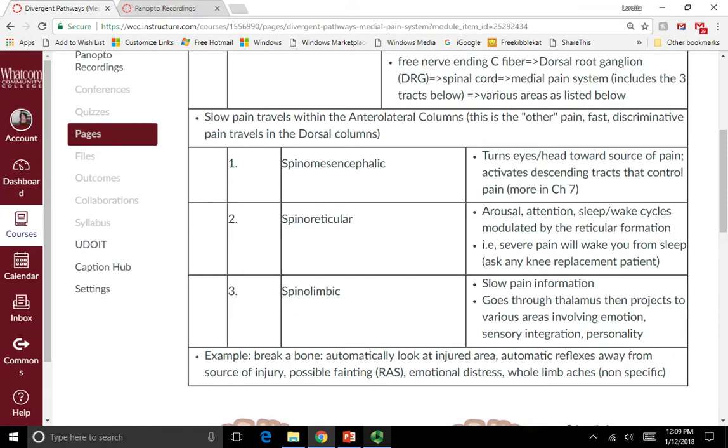Spinolimbic pathway is slow pain information, goes through the thalamus, so it's conscious. Remember, anything going through the thalamus is something we're consciously aware of. And then it projects to areas involving emotion, sensory integration, and personality.